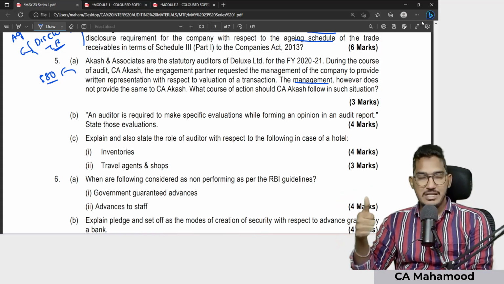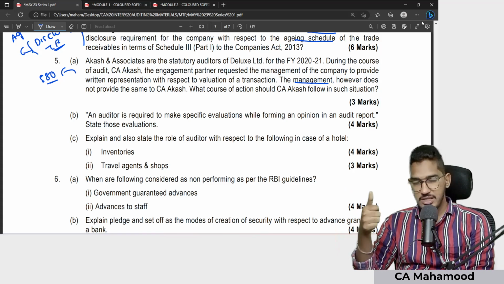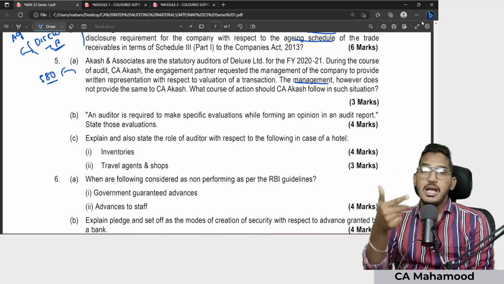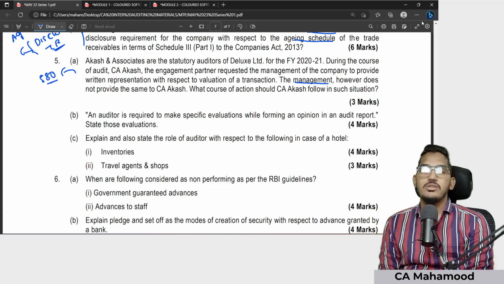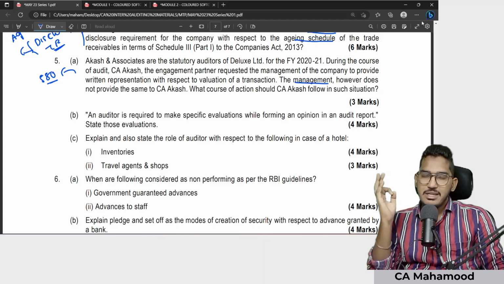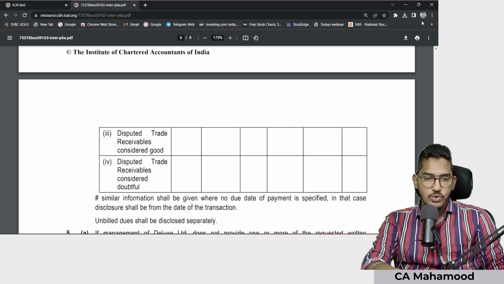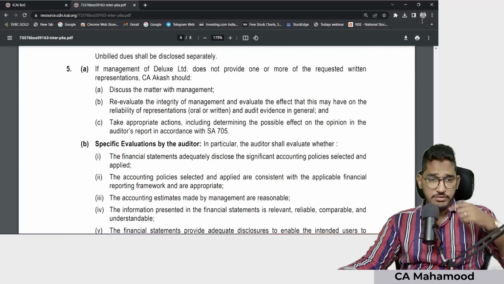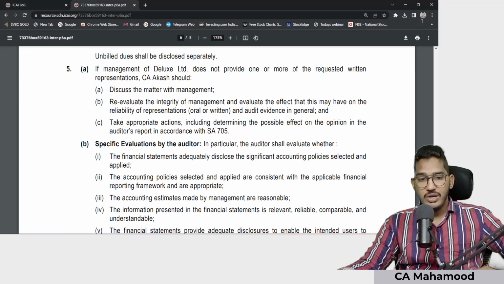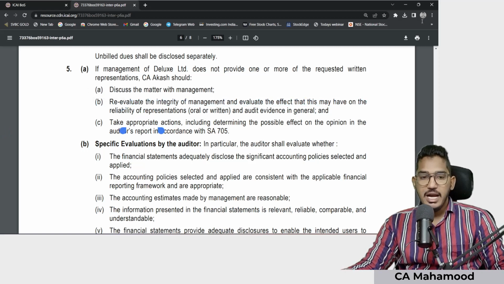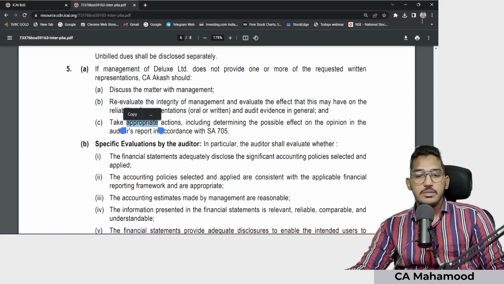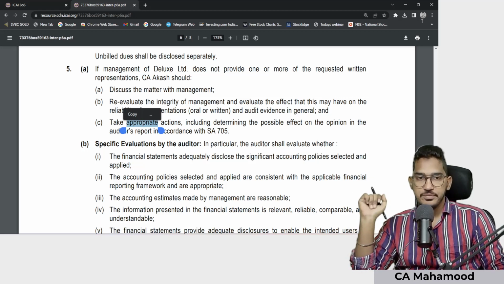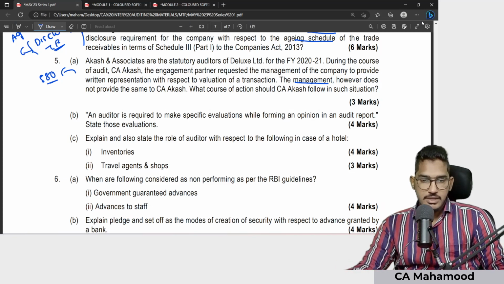What you should do? First, go and ask the management why they are not giving written representation. Ask the reasons. Re-evaluate the integrity of the management and consider the risk of fraud, and even consider modifying the opinion because written representations are not provided. So these are the three simple points which a standard is asking you to do. Even if you look at the answer also, the same three things you are supposed to do as per SA 580. You have to first go and discuss the matter with the management. Then you have to re-evaluate the integrity of the management and even take appropriate action like considering the possible effect on opinion, that is even consider modifying your opinion as per SA 705. Clear?